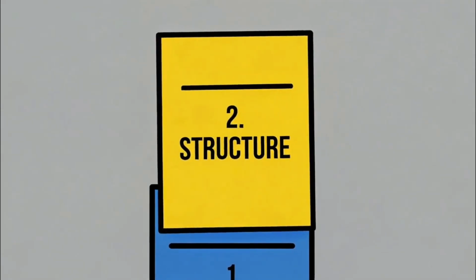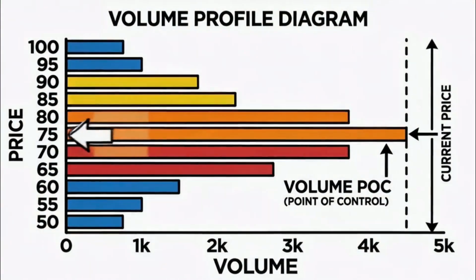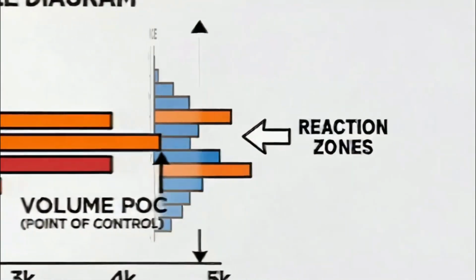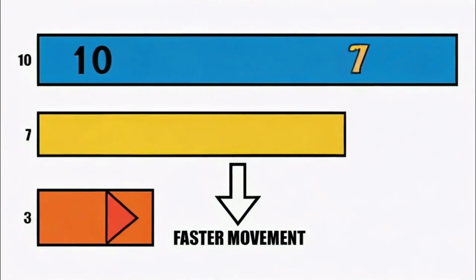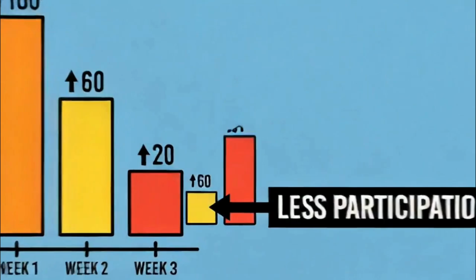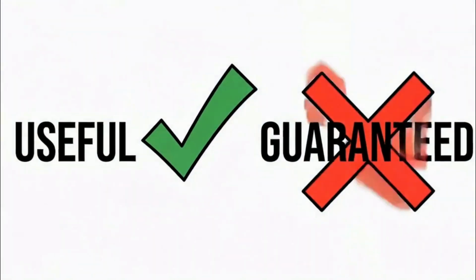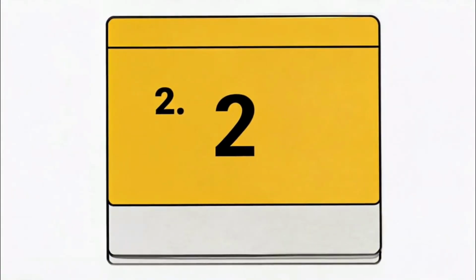Volume profile helps show where price has actually traded with size. High volume areas can become reaction zones. Low volume areas can create faster movement because there may be less participation there. Not guaranteed, just useful. Third, confirmation.